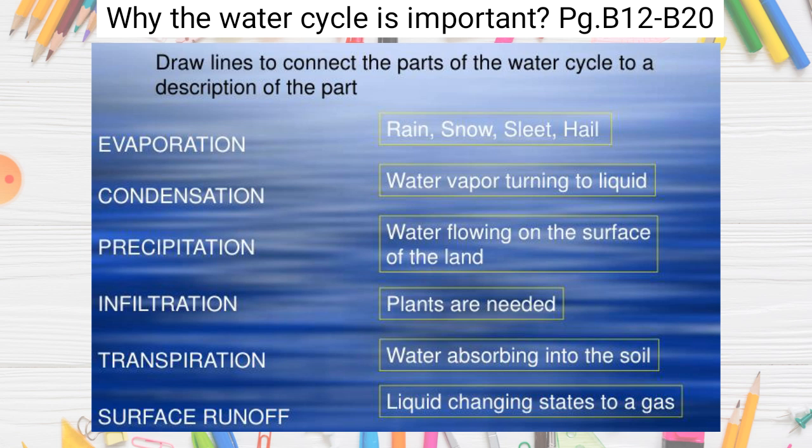Now, how about we do a little exercise? Copy this and draw lines to connect the parts of the water cycle to the description of the parts.